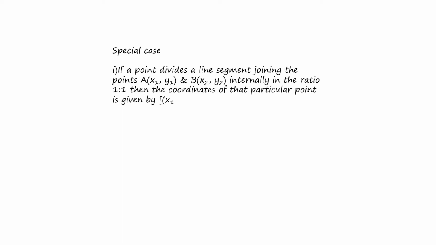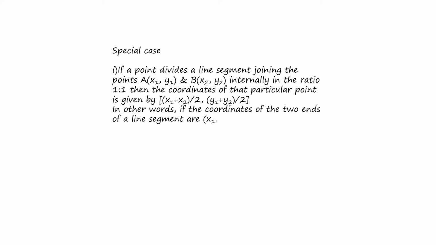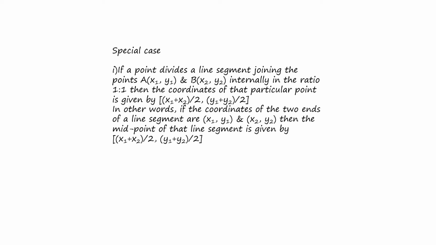Now it has some special cases. If a point P divides the line segment joining the points A(x1, y1) and B(x2, y2) internally in the ratio 1 is to 1, that means if the point bisects the line, then the coordinates of that particular point are given by (x1 plus x2) whole divided by 2, comma (y1 plus y2) whole divided by 2. Or in other words, if the coordinates of the two endpoints of a line segment are (x1, y1) and (x2, y2), then the midpoint of that line segment is given by (x1 plus x2) whole divided by 2, comma (y1 plus y2) whole divided by 2.